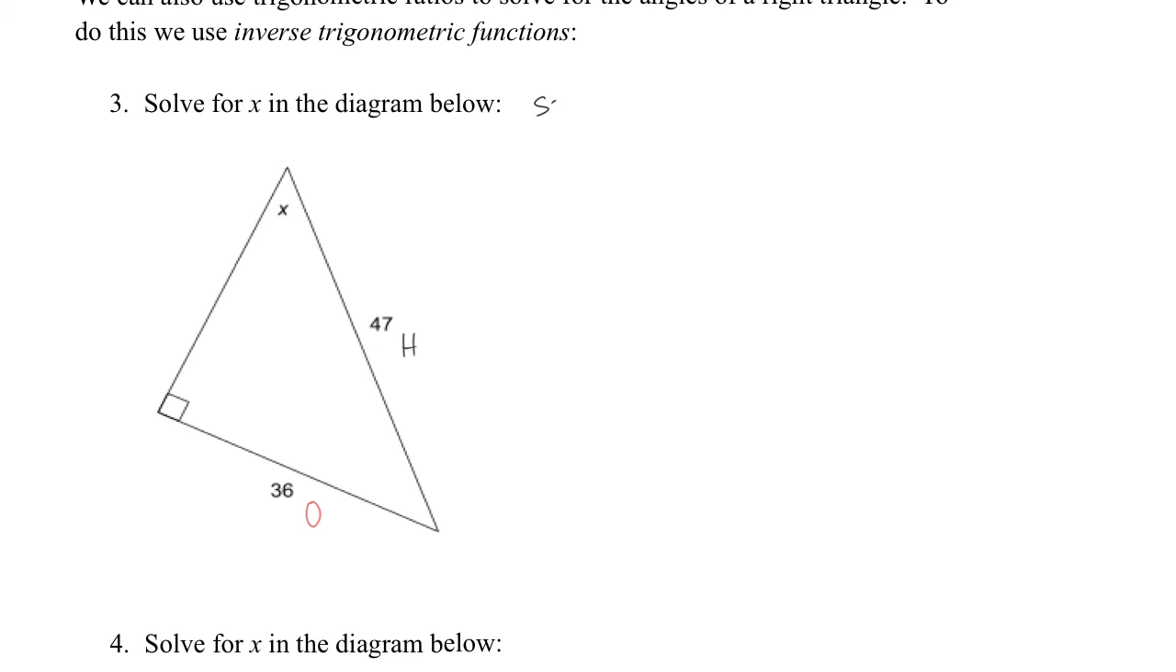So if I go to SOHCAHTOA, opposite over hypotenuse is sine. So we're going to start the same exact way. We're going to do sine of theta equals opposite over hypotenuse. Plug in. Sine of x, the angle this time, equals 36 over 47.